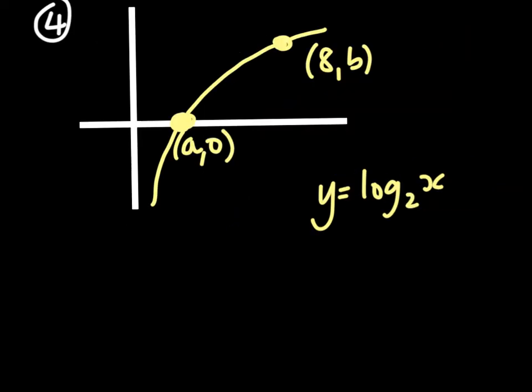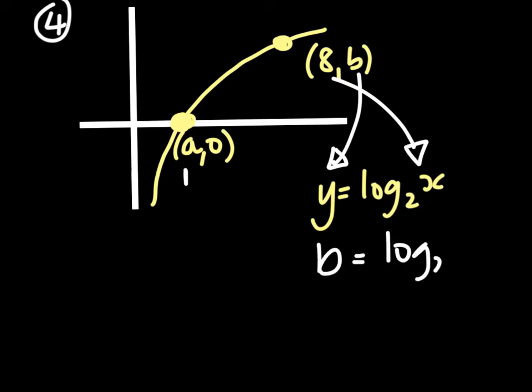Question 4, state the values of a and b. So if they ask you to state them, you should just be able to write them straight down. For a, where does every log graph cross the x-axis? Don't mind telling you that, it's so simple. How are you going to work out b? Substitute b in for y, substitute a in for x. So b equals log to the base 2 of 8.